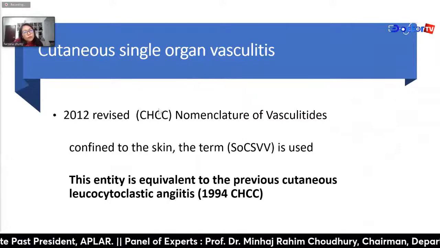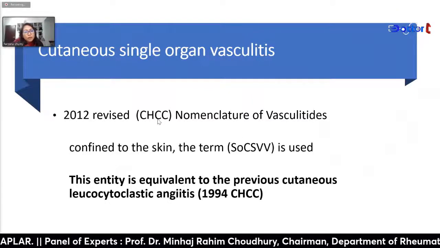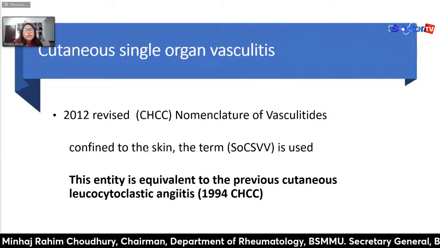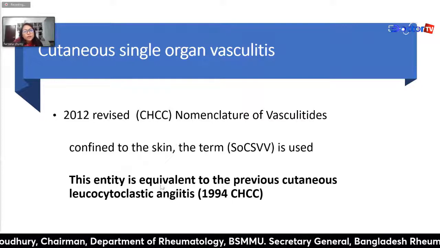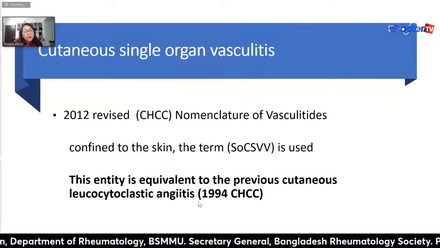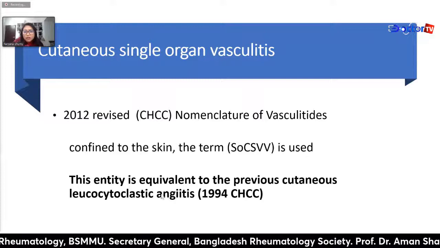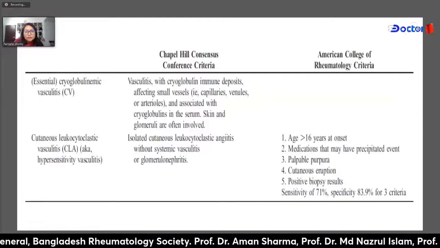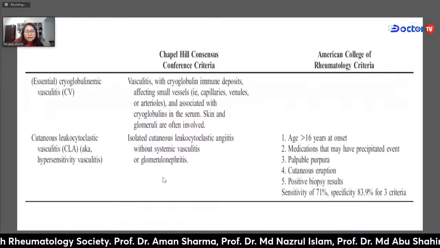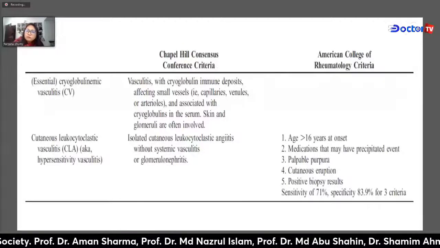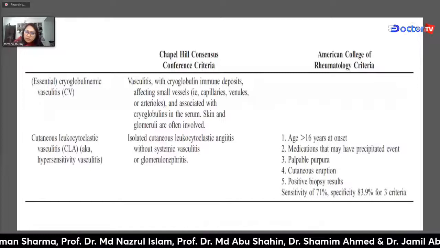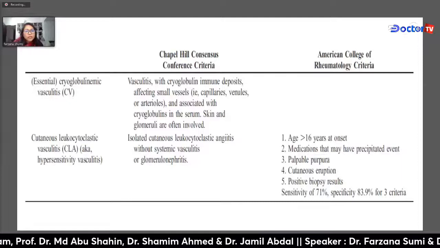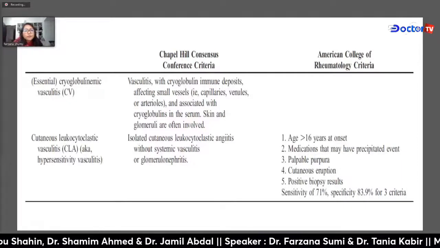In the 2012 revised Chapel Hill Consensus Conference, it has been defined as confined to the skin, and the entity is equivalent to the previous cutaneous leukocytoclastic angiitis described in 1994, and it is a histological term. In the next slide, I want to show that it is different from hypersensitivity vasculitis, because in some literature some authors use these terms interchangeably: cutaneous leukocytoclastic vasculitis, single organ cutaneous vasculitis, hypersensitivity vasculitis.